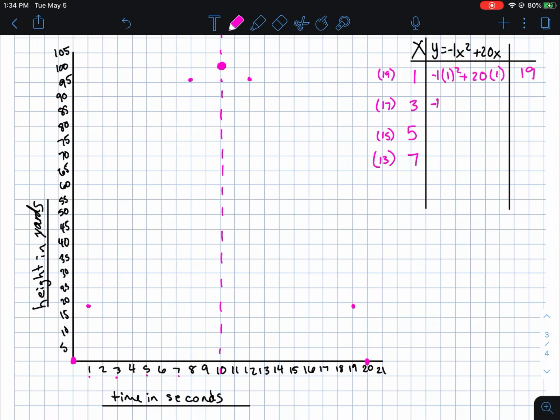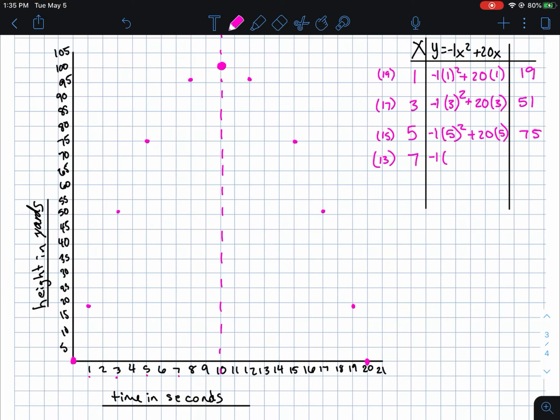All right, so now when I plug in 3, I'm going to have negative 9 plus 60. So that's going to give me 51. So set 3 and 51, and then also 17 and 51. There we go. So when I plug in 5, I'm going to get negative 25 plus 100. So that's going to give me 75. So at 5, I'm at 75. And at 15, I'm at 75.